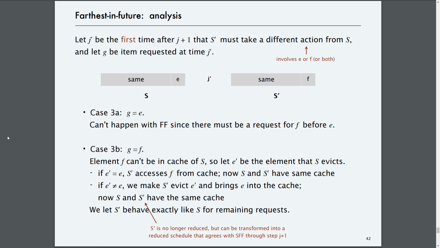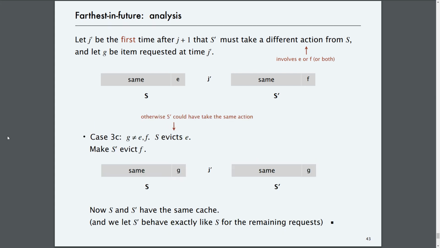And then we let S prime behave like S for the remaining requests. Note that S prime is no longer reduced, but it can be transformed into a reduced schedule that agrees with our farthest in the future schedule through step J plus 1. Finally, we have the case where G is neither E nor F. S evicts E, and we make S prime evict F. Now S and S prime have the same cache, and again we let S prime behave the same as S for the remaining requests.